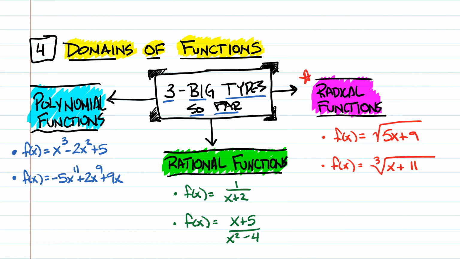Let's talk about the domains of functions. There are 3 big types of functions so far that we have studied in our mathematical career. They are polynomial functions, rational functions, and radical functions. So let's start with the easy and then work our way over to the more challenging. Polynomial functions, they look like this. x to the third minus 2x squared plus 5, or negative 5x to the 11th, plus 2x to the 9th, plus 9x.